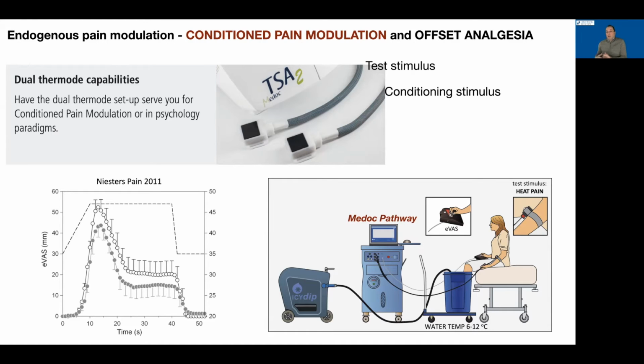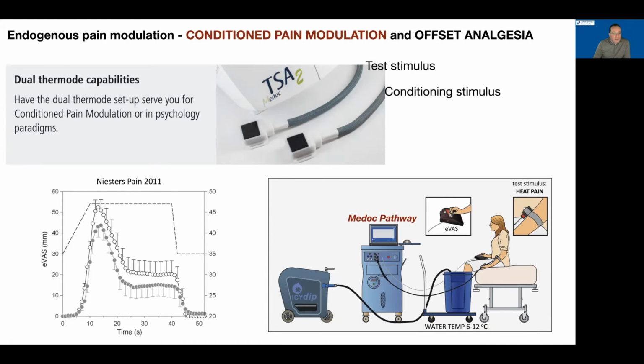And you can do it in a very complex way, like we did before. We used the pathway, we used a cold water test as a conditioning stimulus, and a heat pain test as the test stimulus. The test stimulus came from the pathway. The conditioning stimulus came from what we called the icy dip. Icy dip is used by athletes to cool down after they exercise. And you can see that this subject puts her leg in cold water, 6 degrees, and she grades her pain.